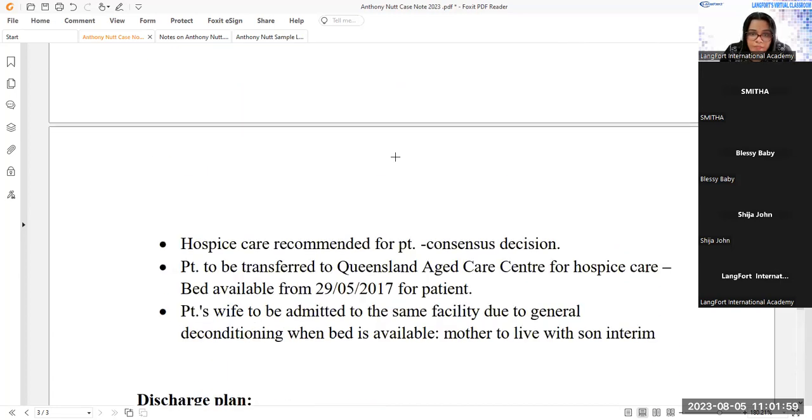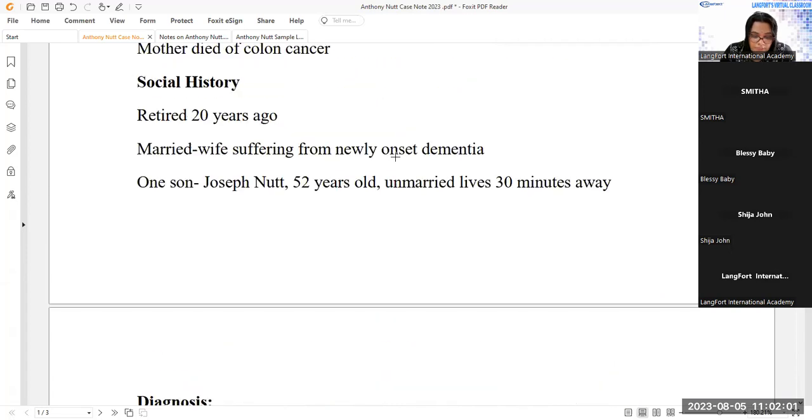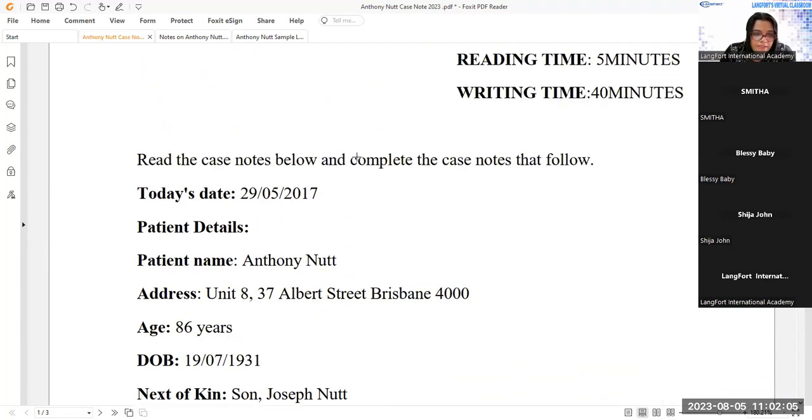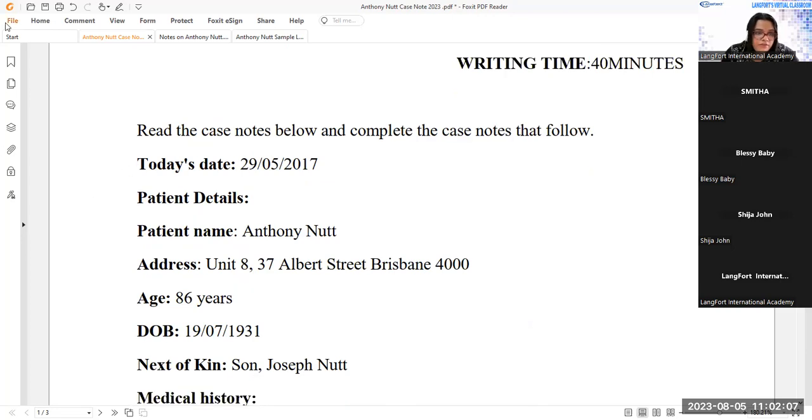Here we go. Let me take the first page. Okay, all of you read from here, today's date to next of kin. All of you, from here till here. Next of kin. Keep a note of the date.